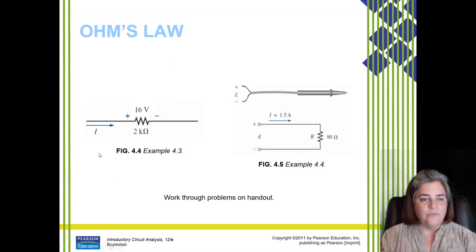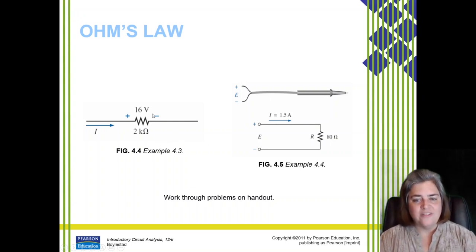Okay, so if we have current flowing through our 2 kilo ohm resistor here, and we have a 16-volt drop from this side of the resistor to this side of the resistor, what would our current have to be right here? If you said 8 milliamps, you're correct.